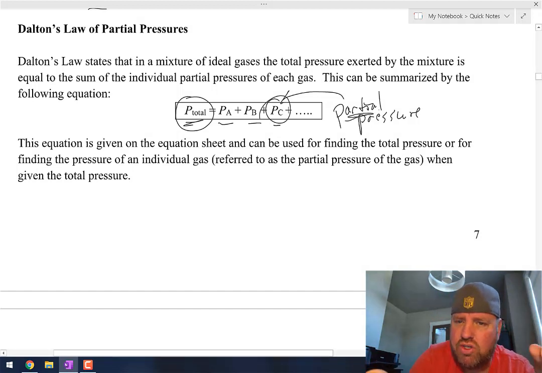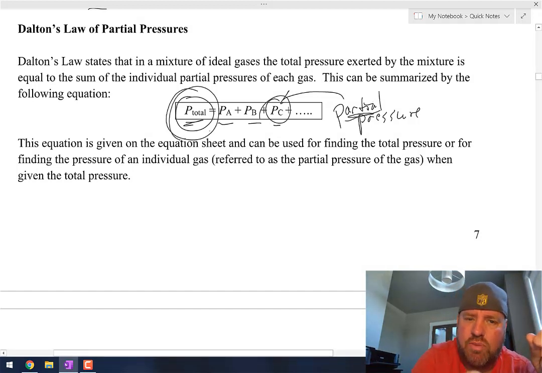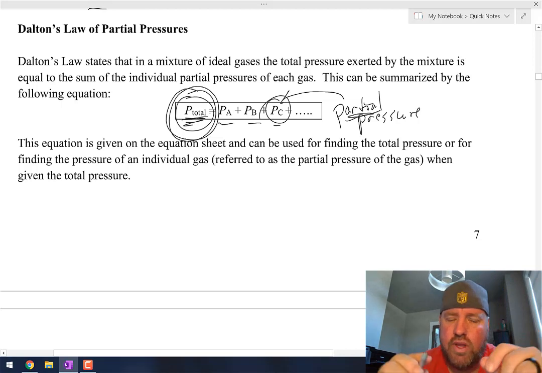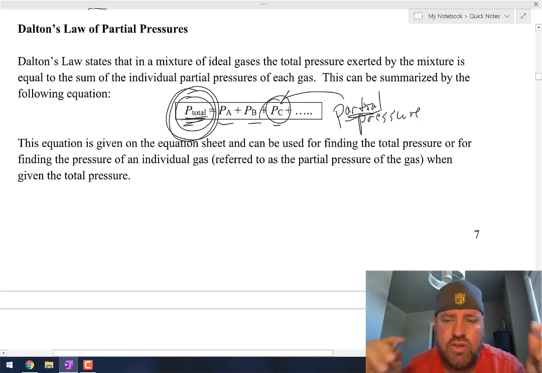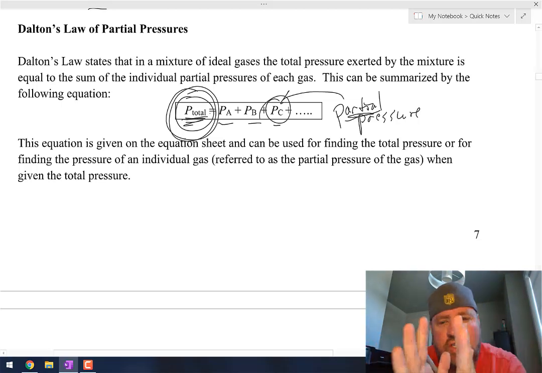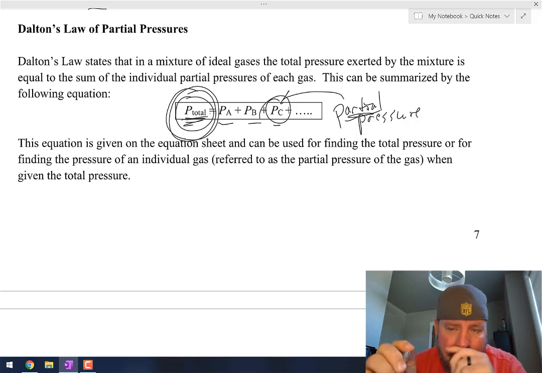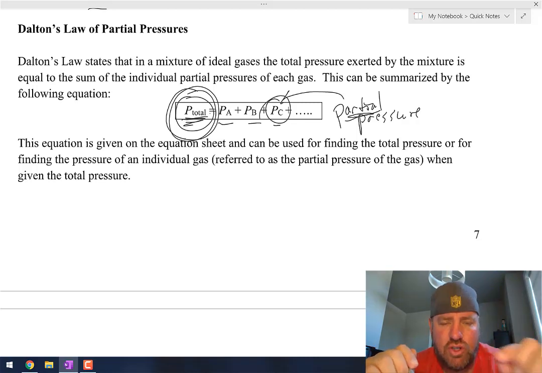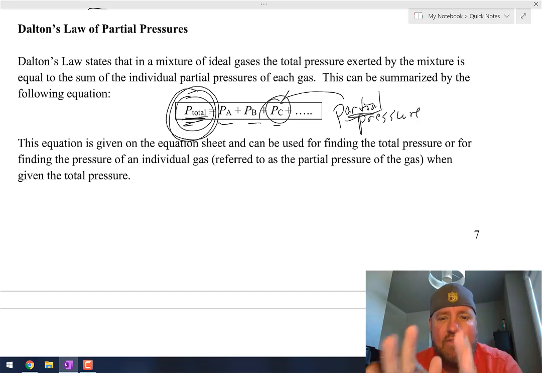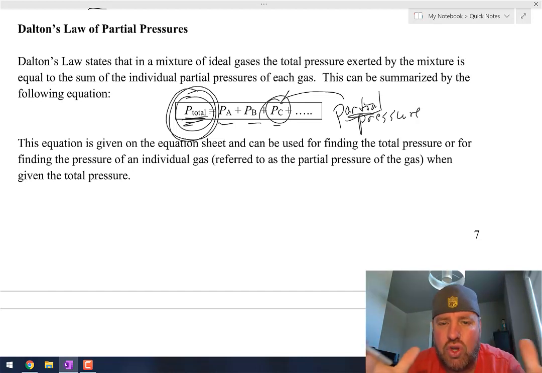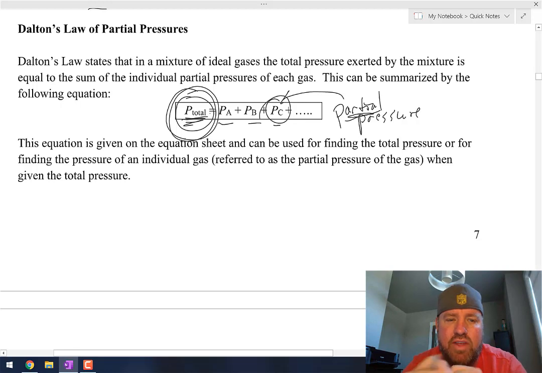When they say partial pressure, they're referring to it's part of the total pressure. So when they say the partial pressure of O2, they just mean what's the pressure of just the O2 part, not the pressure of the whole thing. Okay, so don't let the word partial pressure mess you up. Partial pressure just means the pressure of that individual gas, not the total pressure of all of the gases put together.